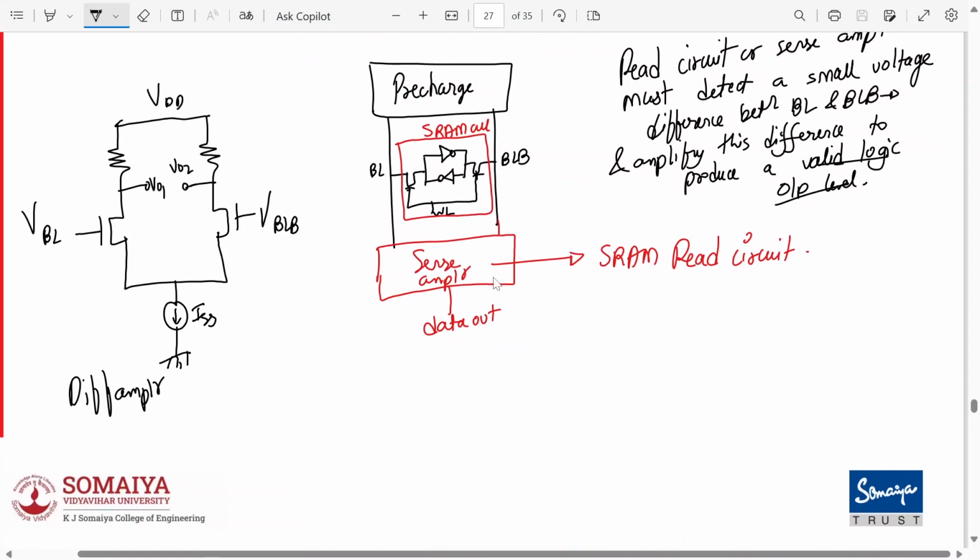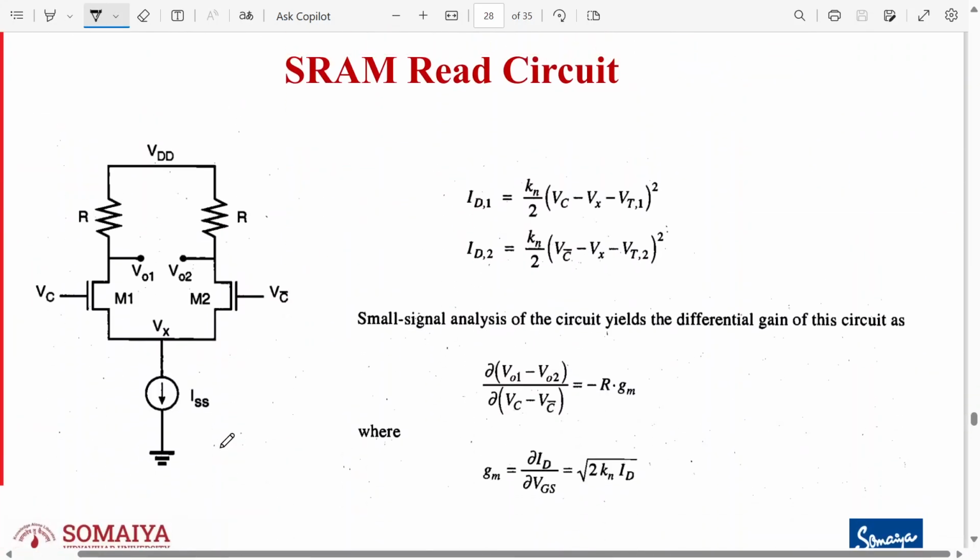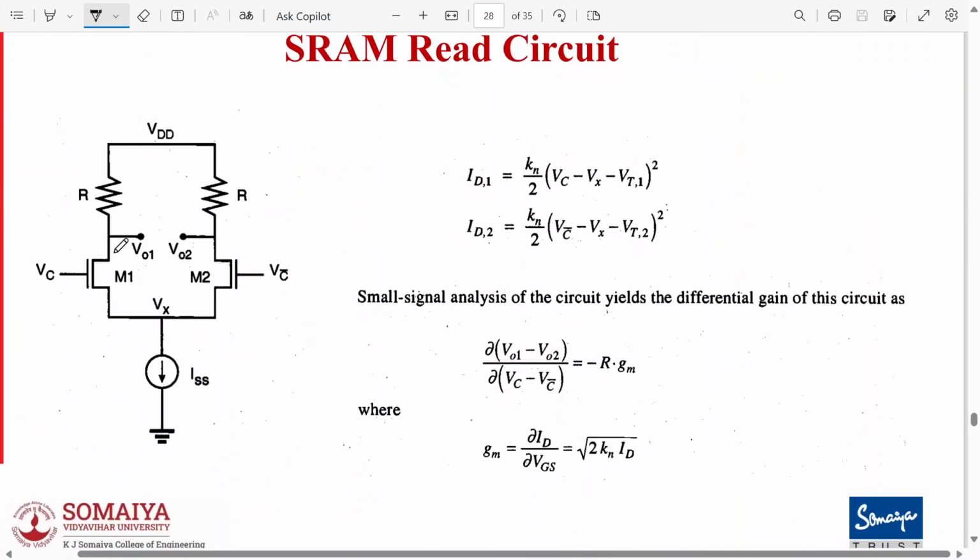The gain of the differential amplifier can be improved if we use an active load over here. That means instead of resistors, if we use other MOSFETs, the gain can be significantly increased. So it will become more sensitive, which means the smallest change in BL and BL bar can be detected by the sense amplifier. So this is your simple SRAM read circuitry. Now ID1 and ID2 are given by these formulas.